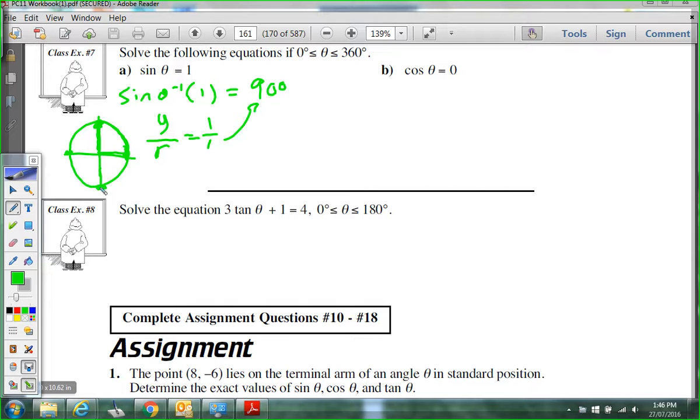What about 270? Well, 270 would not be 1, it would be negative 1. So that one doesn't work for what we're talking about. But anyways, that's how that would work in terms of the value of it being 1.